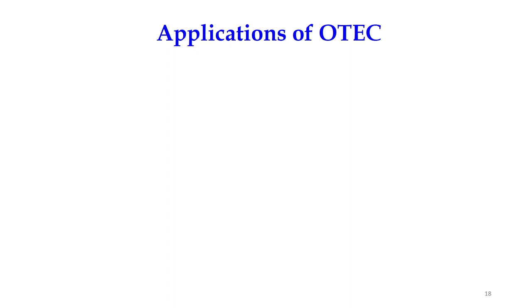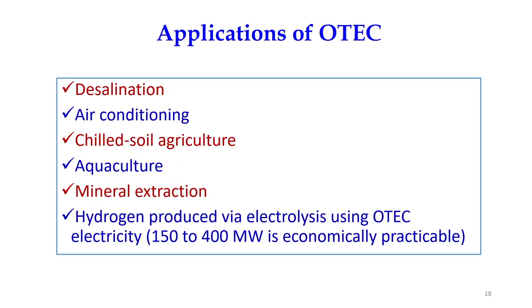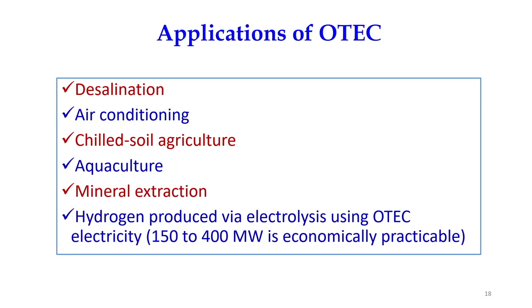What are different applications of ocean thermal energy conversion system? It has multiple applications like desalination, air conditioning, then silt soil agriculture, aquaculture, mineral extraction, and then hydrogen production via electrolysis using OTEC electricity. It is economical if the plant is in the range of 150 to 400 megawatt.